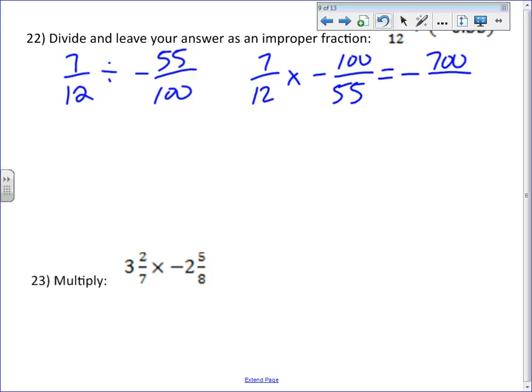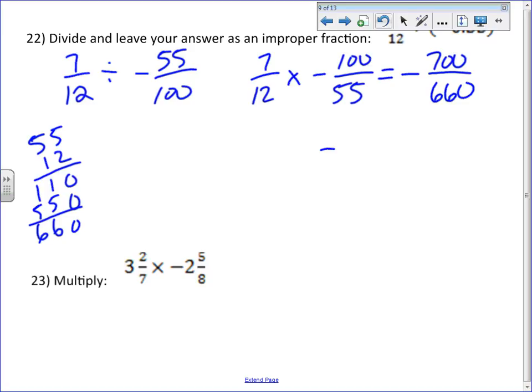12 times 55, we'll do it off to the side. 5 times 2 is 10, bring the 1 up. 5 times 2 is 10, that's 11, and a 0. 5, 5, 0, 6, 6. So 12 times 55 is 660. 660 goes into 700 1 time, so negative 1 and 40 over 660.